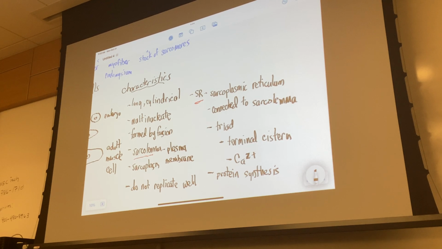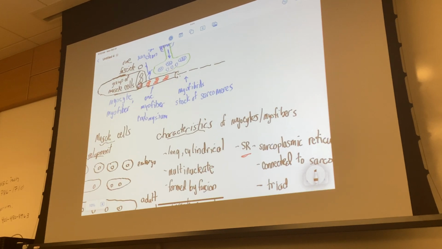So there's a reasonably long vocabulary associated with the myocytes, or myofibers. Once again, myocytes and myofibers mean the same thing.